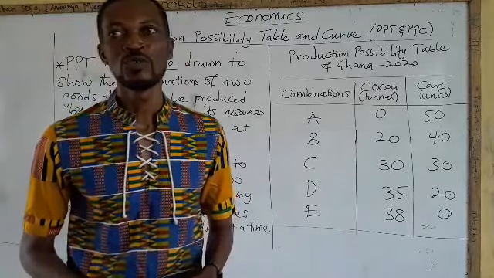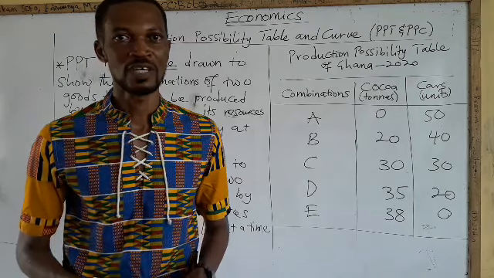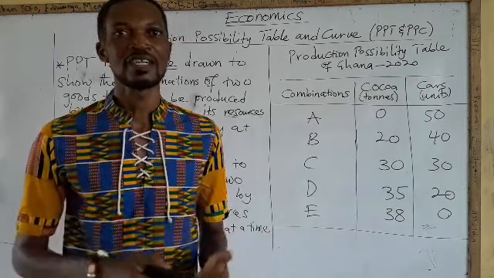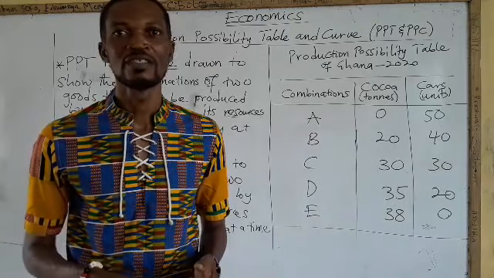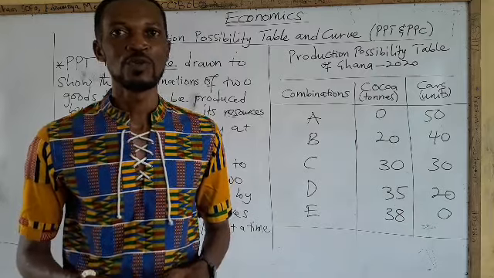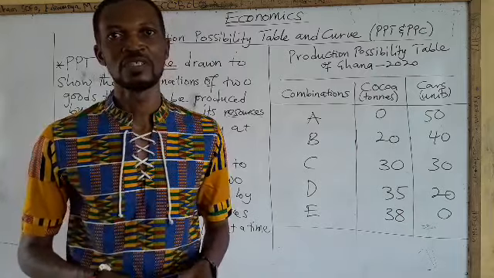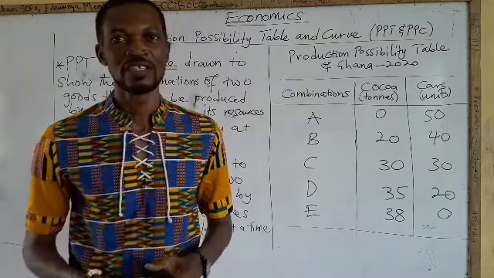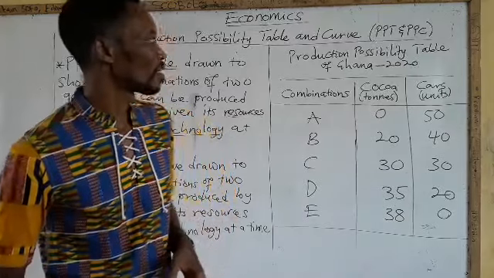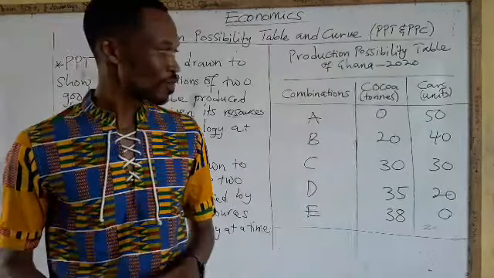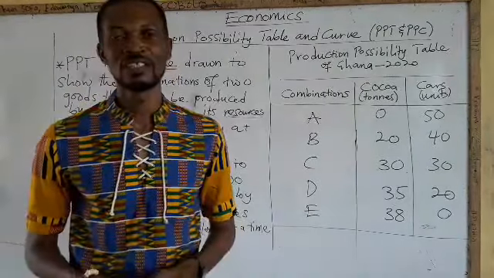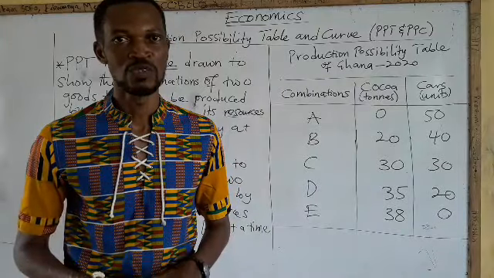You should be able to use the production possibility frontier to explain some economic fundamentals that you have learned. That is scarcity, choice, opportunity cost, efficiency. We should be able to say what the production possibility table is and what the curve is as well. And then draw the table and use it to explain the relationship between the goods you are going to produce.